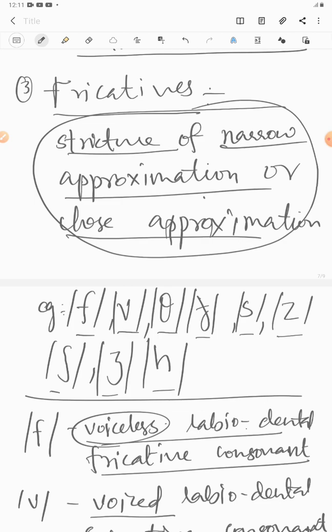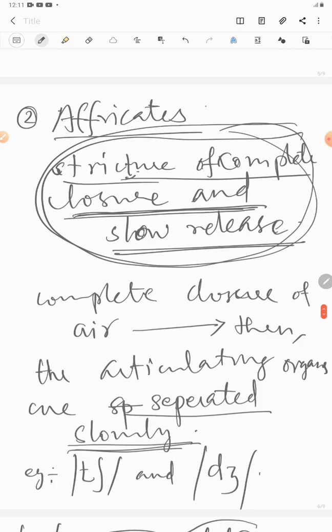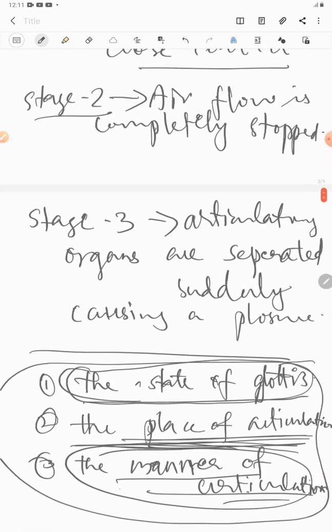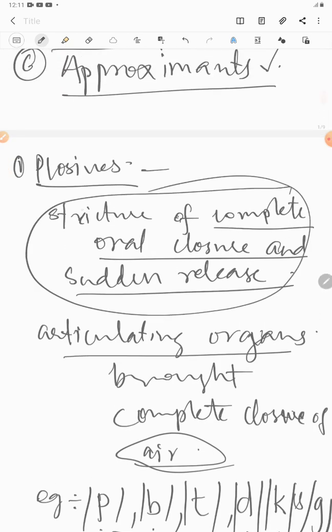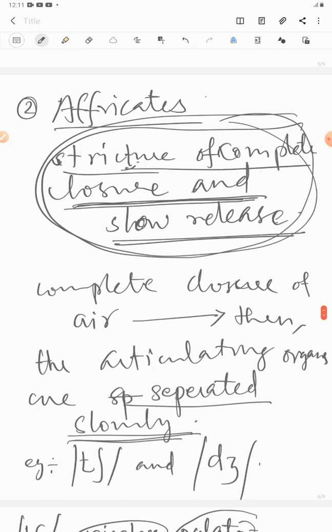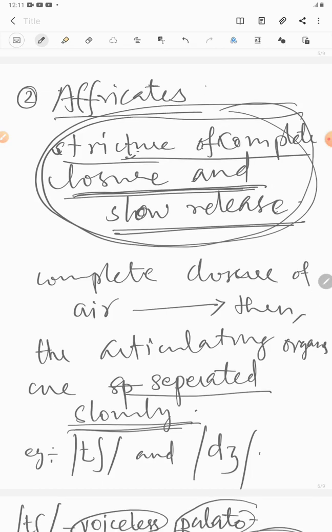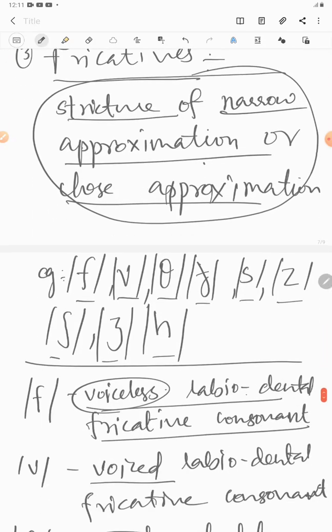Okay, in plosive consonants, it's a stricture of complete closure and sudden release. Then in affricates, it is complete closure and slow release. And the third one, fricatives: it's a stricture of narrow approximation or close approximation.